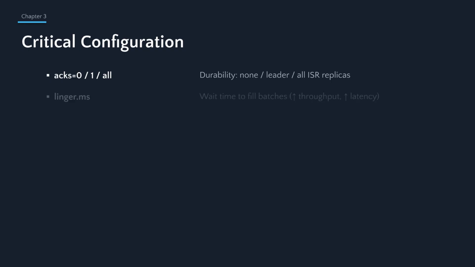Safest, slowest. linger.ms controls batching delay. Default is 0. Send immediately. Setting approximately 5 to 20 milliseconds lets Kafka batch more messages, improving throughput at a small latency cost.